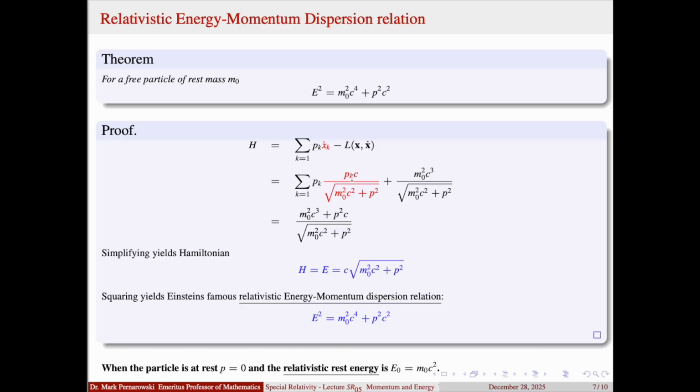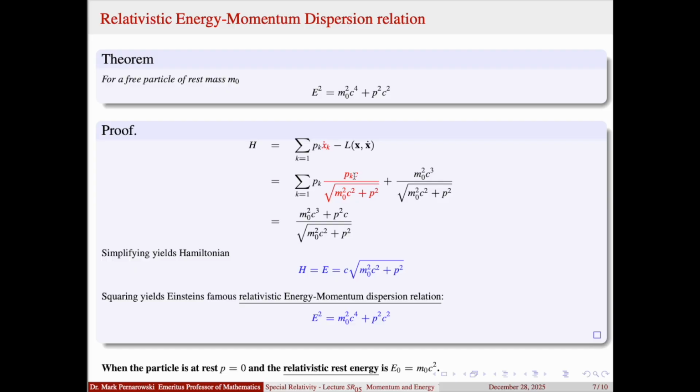And I got a theorem out of this. So I start with the Hamiltonian. I'm going to replace those xk dots with the formula that I just derived in the previous slide. And that's this red formula here. And I got a sum of these expressions here. And if you look at them, I got a pk times a pk. So I'm going to be summing the squares of pk's.